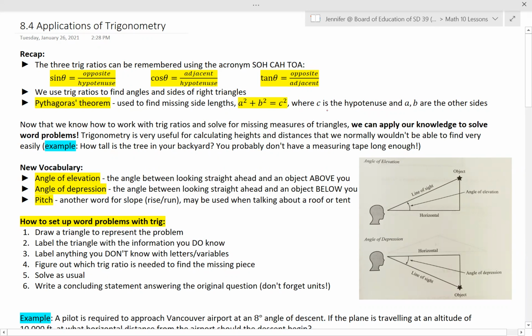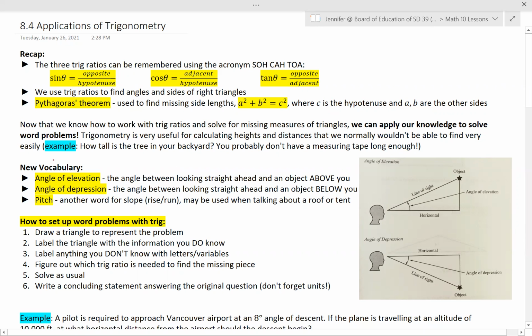Now that we know all this, we can apply our knowledge to word problems and to application. Trig is very useful for calculating heights and distances, especially for things that we normally wouldn't be able to calculate very easily. So for example, if you had a really tall tree in your backyard and I asked you to measure how tall it is, well, you can't even reach the top of it. You definitely don't have a measuring tape long enough to measure it. Maybe you could climb up on a ladder, but it wouldn't be super easy to tell how tall it is. But from standing on the ground and using trigonometry, you can measure exactly how tall your tree is without actually climbing on top of it.